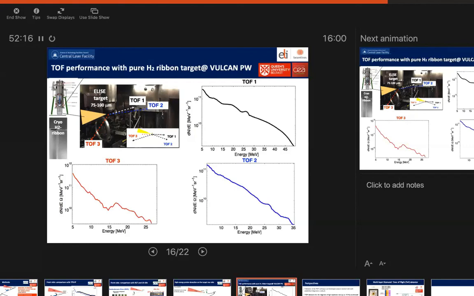But it's clear that with this target you have only protons, and the number of protons is higher than with a normal conventional plastic target. In principle, this technique could have good potential for a high repetition rate because you have a continuous flow. But they need to improve the technique, because Vulcan is a huge petawatt laser, so we had 600 joules in 500 femtoseconds.